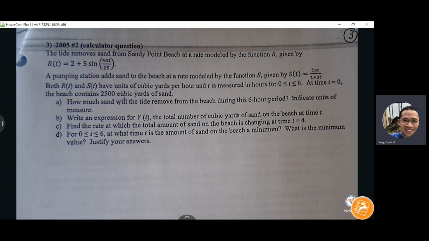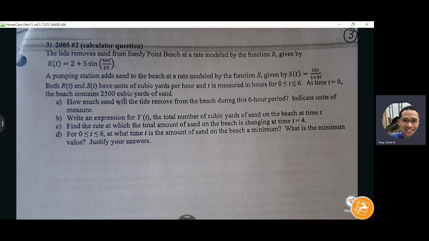Okay, so these FRQs are what we call rate in, rate out. So there's a couple of things going on. We have to keep track of these rates that are accumulating, and a couple of different things are occurring at the same time. So let's start off with the original problem. It says the tide removes sand from Sandy Point Beach at a rate modeled by function r, given by r of t. And we definitely want to always be in radian mode, especially if we see any trig involved. We're never going to be in degree mode.